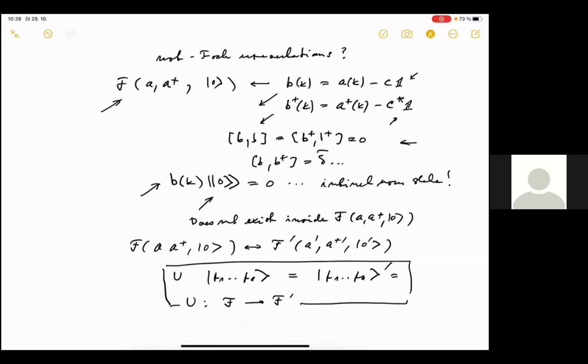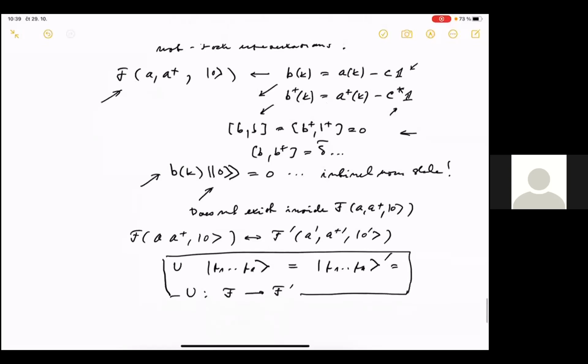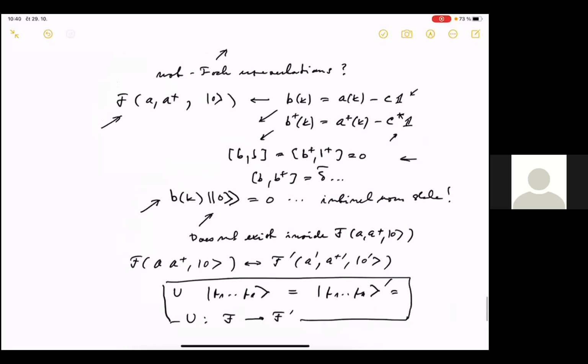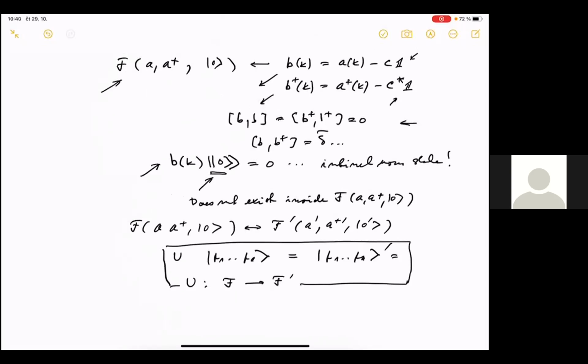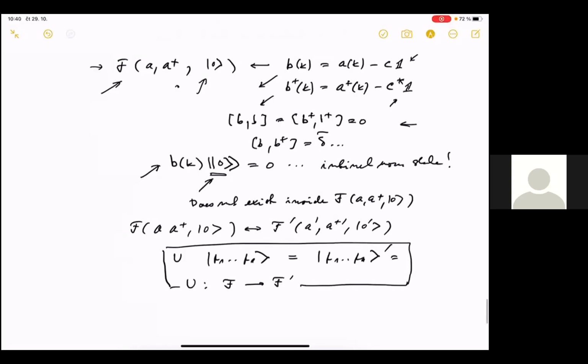So any two Fock representations are unitarily equivalent, but there exist non-Fock representations, and these non-Fock representations are not unitarily equivalent, simply because the vacuum of the non-Fock representation doesn't exist, so it cannot be mapped by a unitary operator acting inside such a Hilbert space to the normalized Fock vacuum corresponding to our original construction. Okay, so we are just in time, so I will stop here.